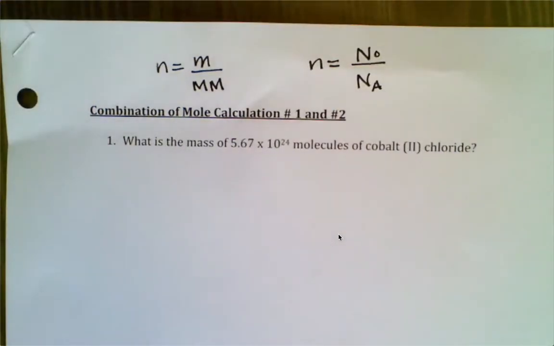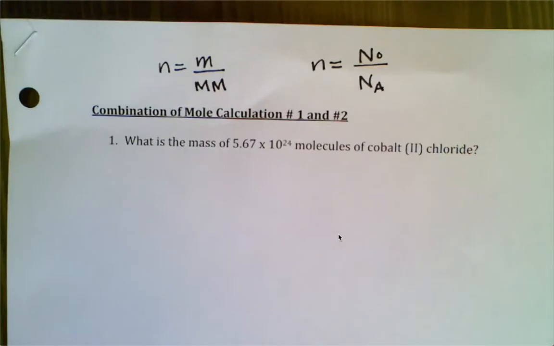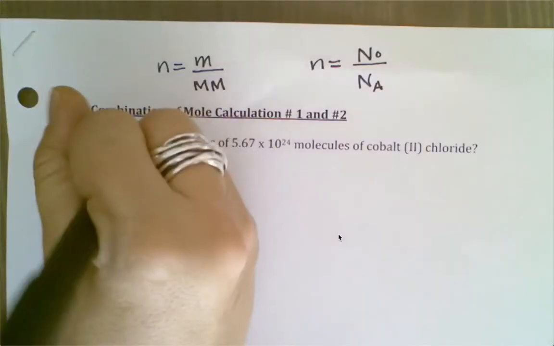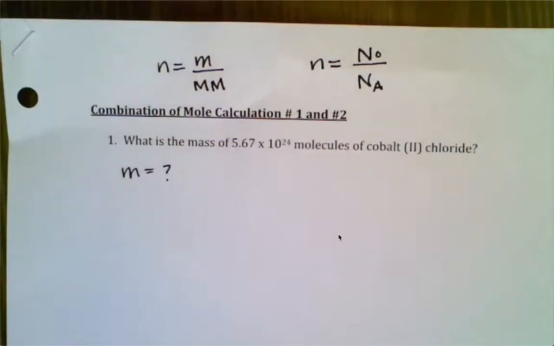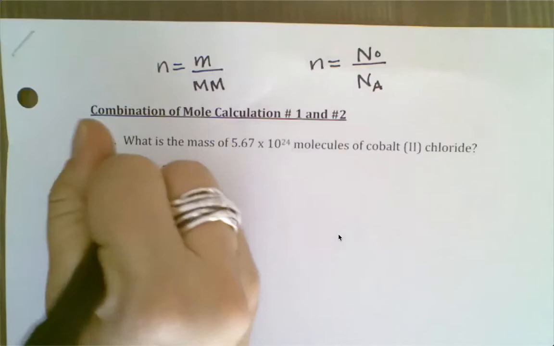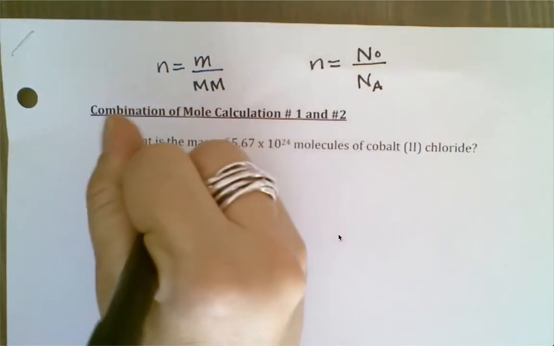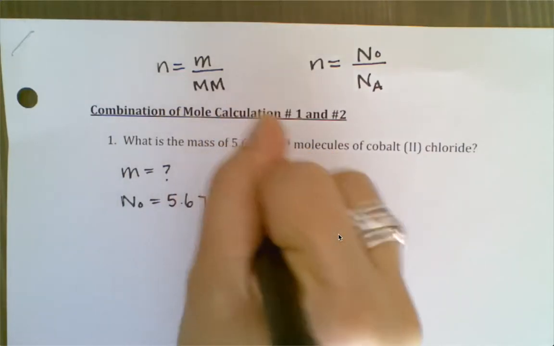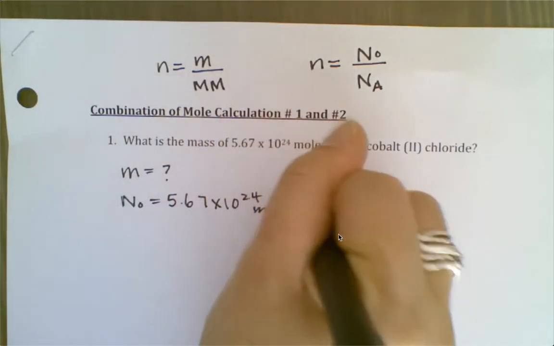In this first question here, it asks you, what is the mass of 5.67 times 10 to the 24 molecules of cobalt-2 chloride? Now, when I'm doing calculations, I always like to put down what is given and what is required. So in this case, number of molecules is the symbol N. And that way it helps me to solve my equations a little bit better.